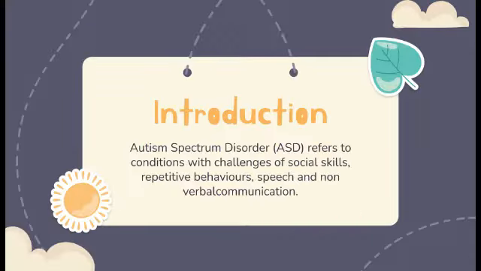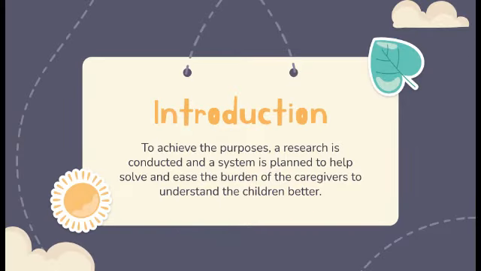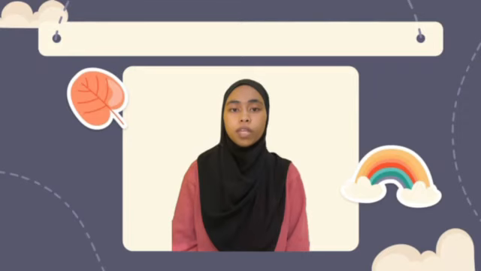A little bit about it. ASD refers to the conditions with challenges of social skills, repetitive behaviors, speech, and non-communication. In severe cases, an autistic child never learned to speak or able to make eye contact, but many of them are able to live relatively normal lives. The idea of developing this system starts when I learned that it is not easy to care or handle them. Thus, after a few researches conducted, I decided to plan a system to help ease the burden of caregivers to treat the autistic child better.